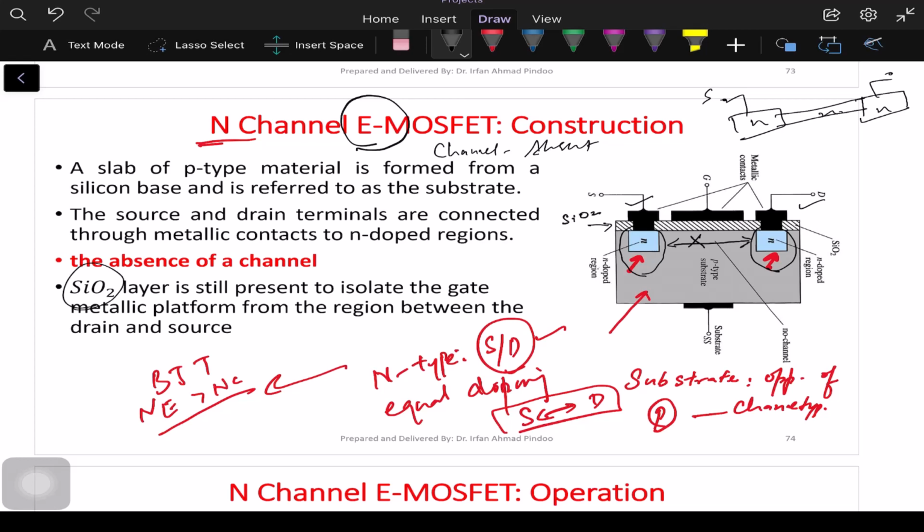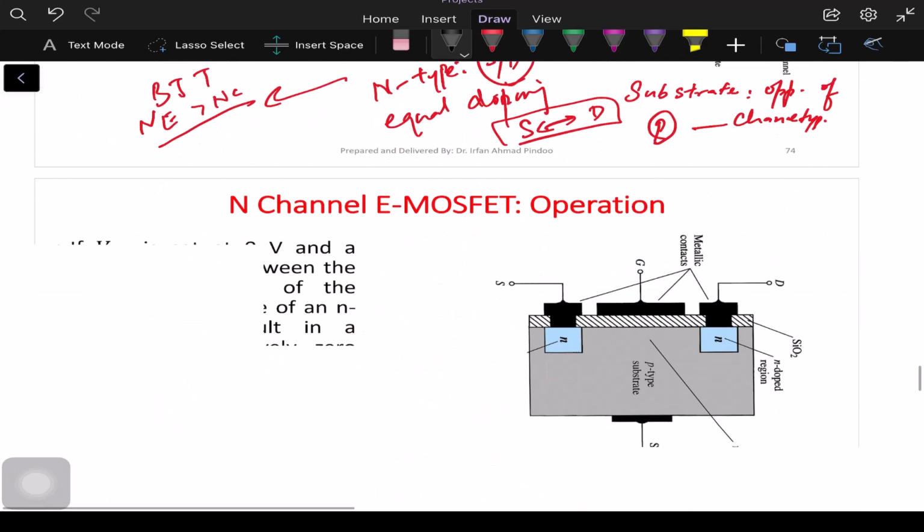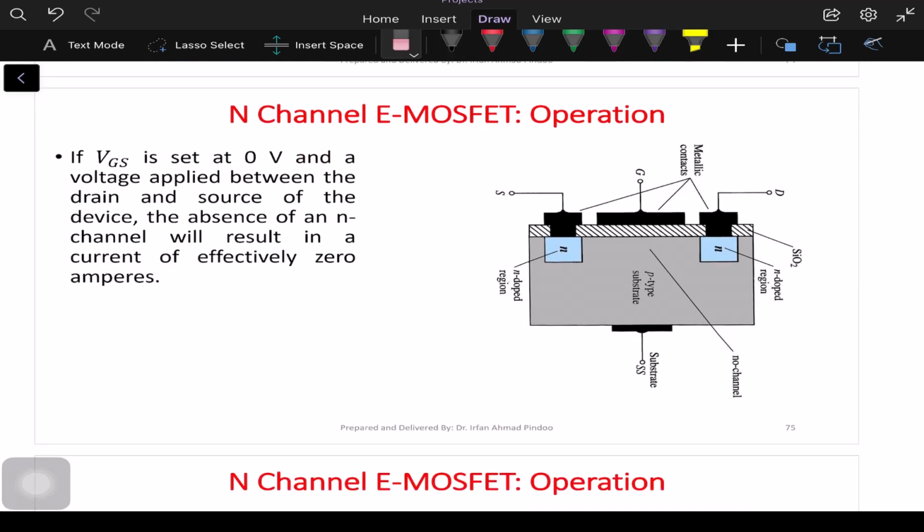The layer of SiO2 is in place so that we can have very high input impedance of the MOSFET, and with the help of SiO2 we can also increase the breakdown voltage of this particular device. Now coming to the operation of the E-MOSFET, we first have to understand how to create a channel, because that is the very important part to understand the operation.